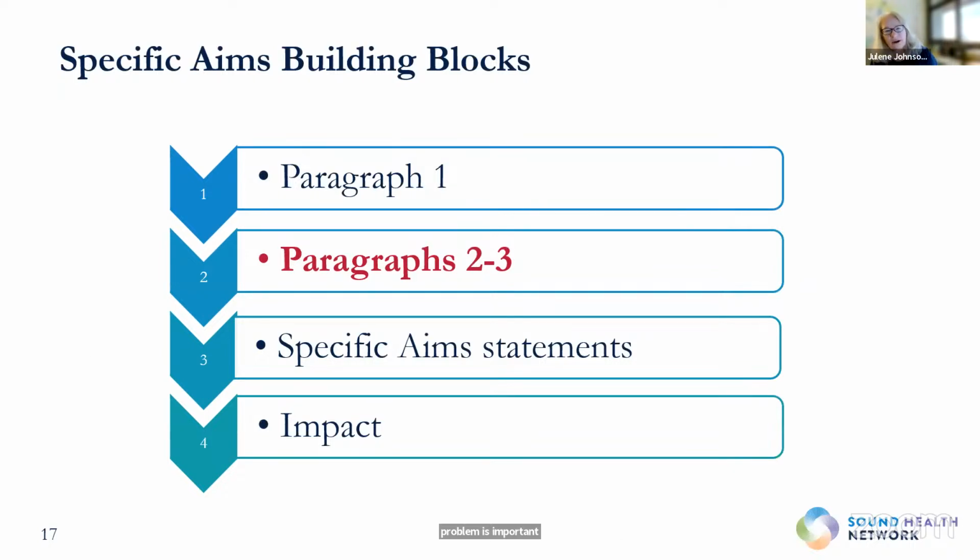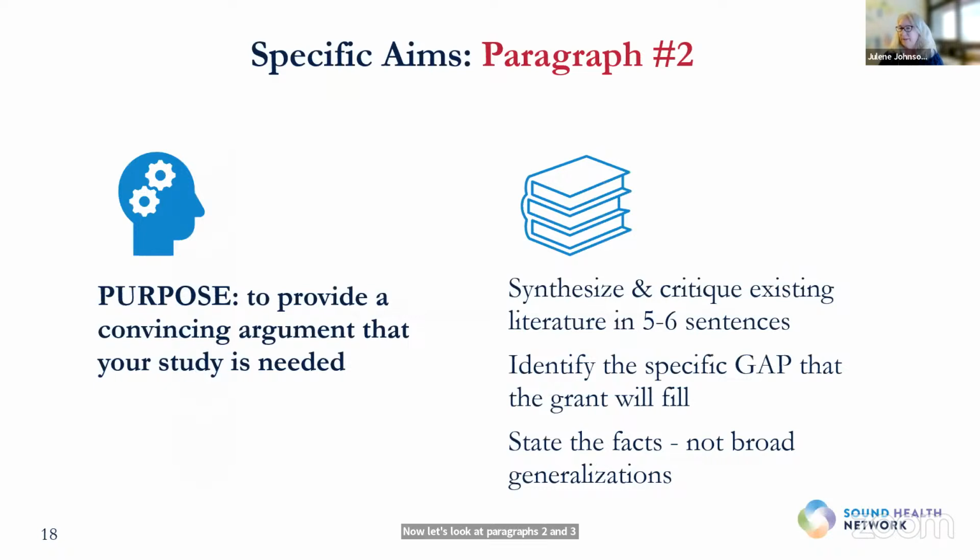Now let's look at paragraphs 2 and 3. The purpose of paragraph 2 is to provide a convincing argument that your study is needed. And you can do this by synthesizing and critiquing existing literature in about 4 to 5 sentences, and also identify the specific gap that your proposal will fill. And be sure to state the facts and not make broad generalizations in this paragraph. You want to get your reviewer excited and your audience excited about what you're wanting to study.